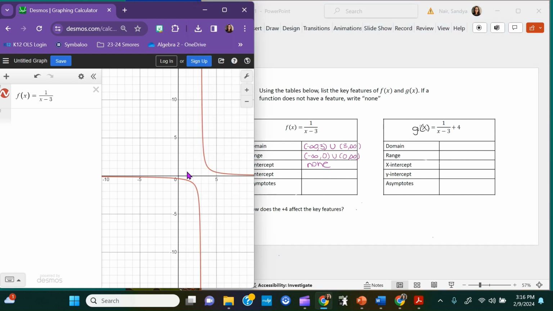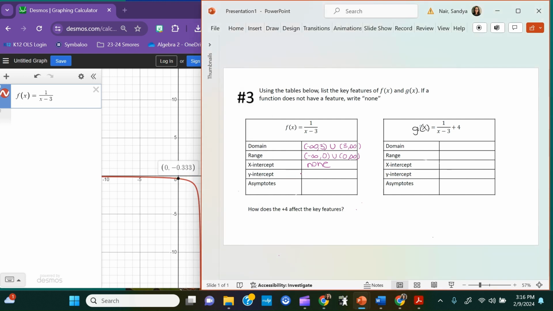And now we want to think about a y-intercept, okay? So the y-intercept, you can actually pretty quickly find it in Desmos. You just have to click on the point where it crosses the y-axis. So you can see here it does that at 0, negative 0.333. So I'm just going to go ahead and write that, 0, negative 0.333, okay?